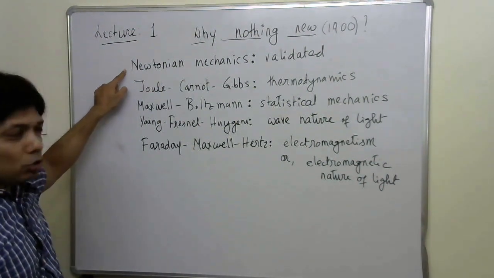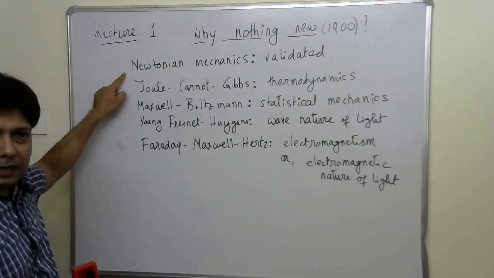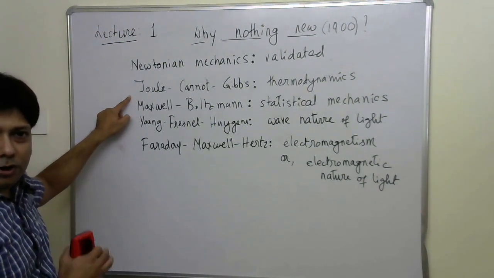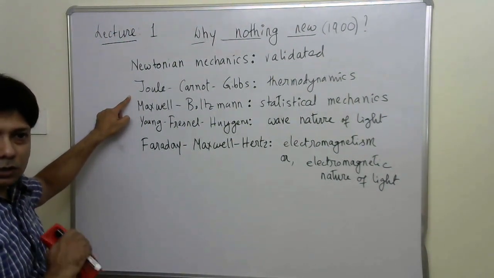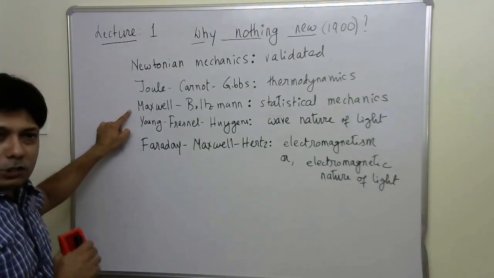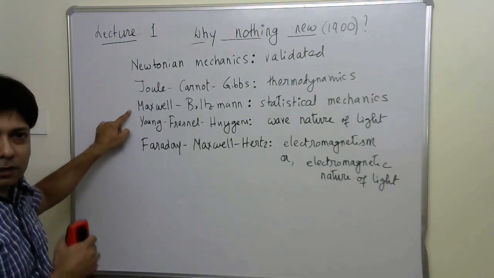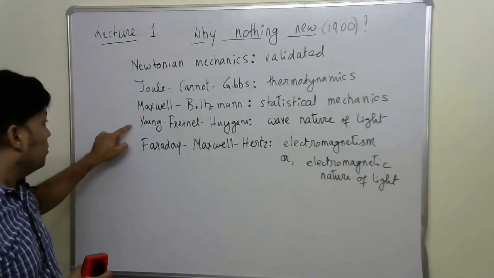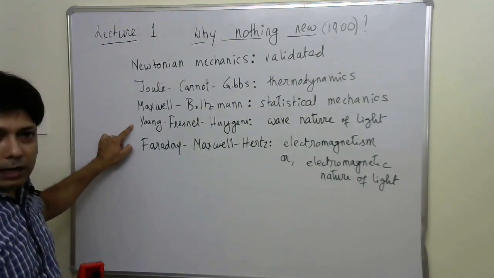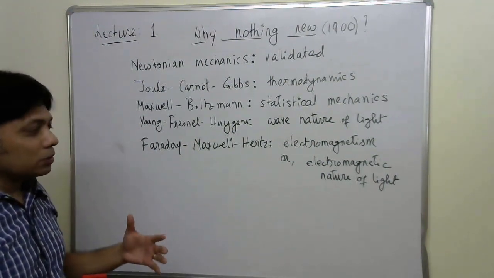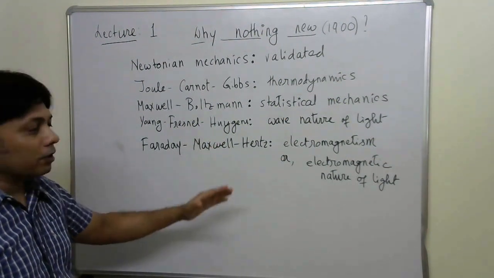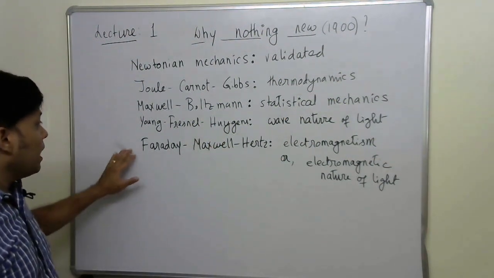So let's take a look over the development. By that time, Newtonian mechanics was fully validated. Joule, Carnot and Gibbs together developed the concept of thermodynamics. The subject was totally developed. Then Maxwell and Boltzmann together developed the subject of statistical mechanics. And due to the work of Young, Fresnel and Huygens, it was well understood that light behaves as a wave. So the wave nature of light and the interference phenomena were totally known.